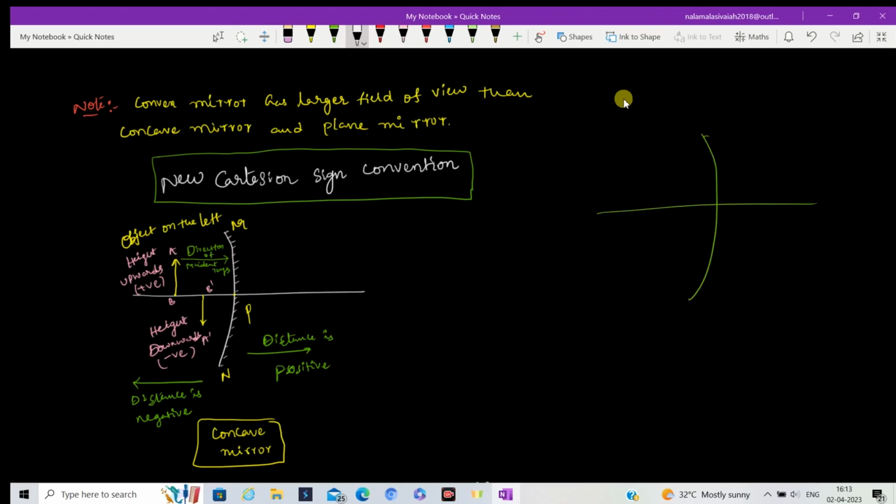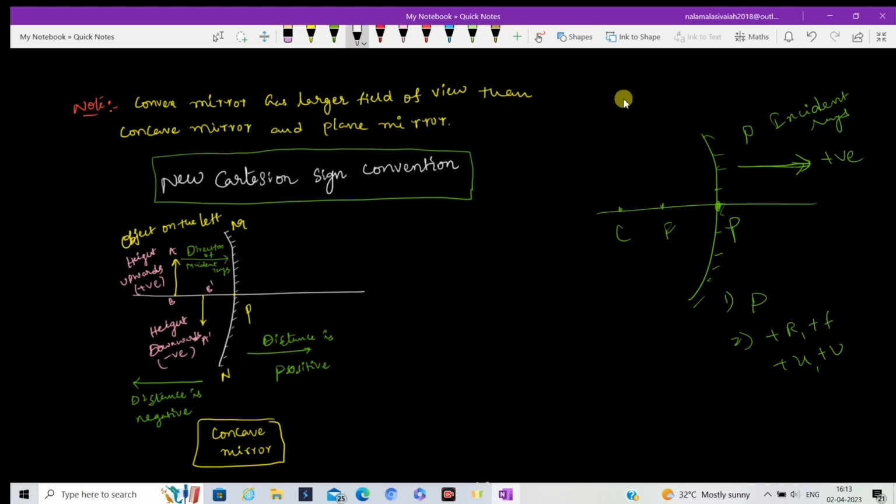You take the concave mirror, with pole, focus and center of curvature. All the measurements will be considered from the pole. First point, all the measurements will be considered from the pole. In the direction of incident rays, because these are the incident rays coming from the object. The object is placed in front of the mirror only. So all the measurements considered in the direction of incident rays are positive. What are those? Radius of curvature, focal length, object distance and image distance.